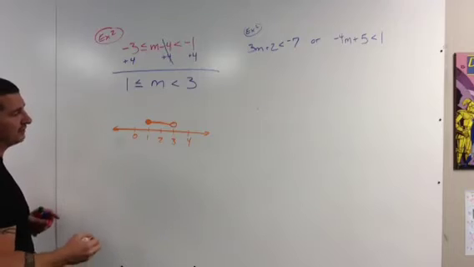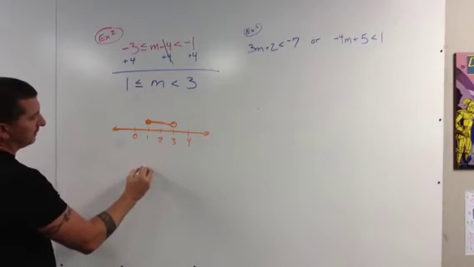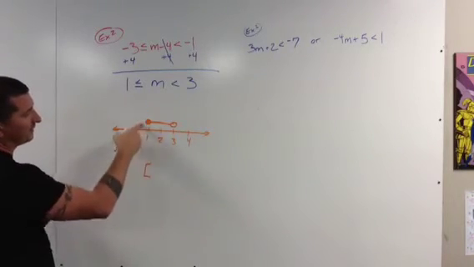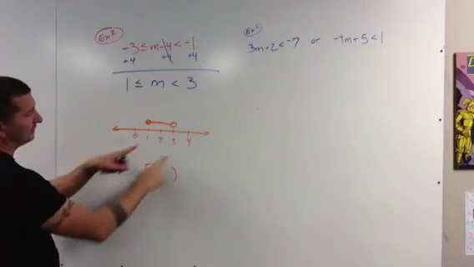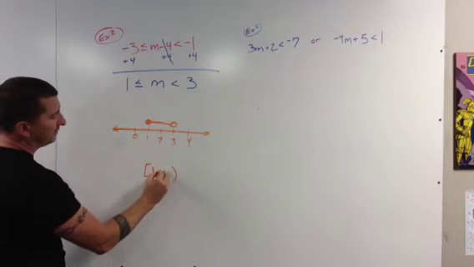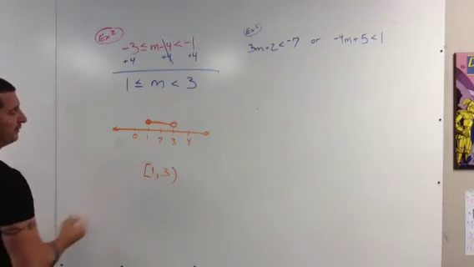Now to write the interval notation, we would have brackets for the closed circle and a parenthesis for the open circle, and our numbers would be 1 and 3. This is interval notation.